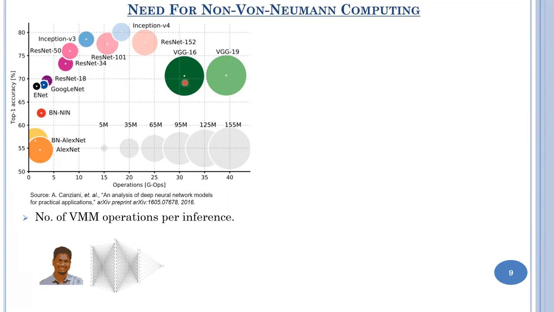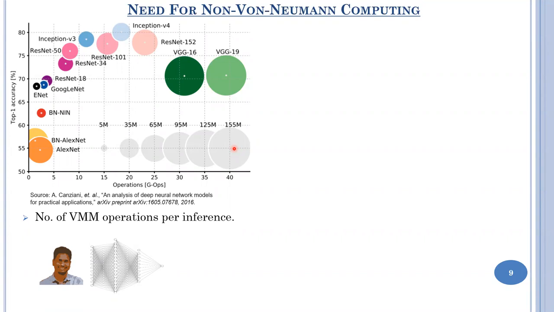So that is the level of resource intensive computations that these systems demand. And apart from that, the circle size simply tells you the number of parameters, that is weights, that you have to store in order to work with these kinds of neural networks. So you can see that for running this VGG, you require at least 155 mega parameters or 155 mega weights. And you have to store those 155 mega weights somewhere. So this is not only very compute intensive, but it is also memory intensive.